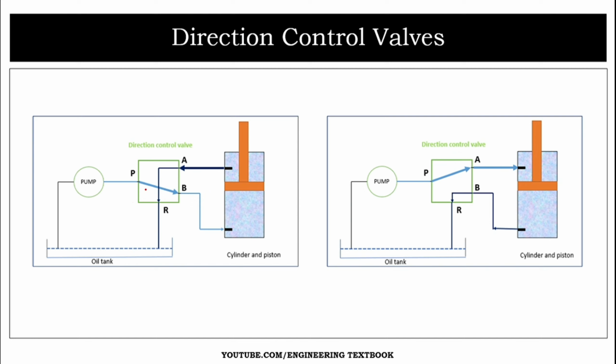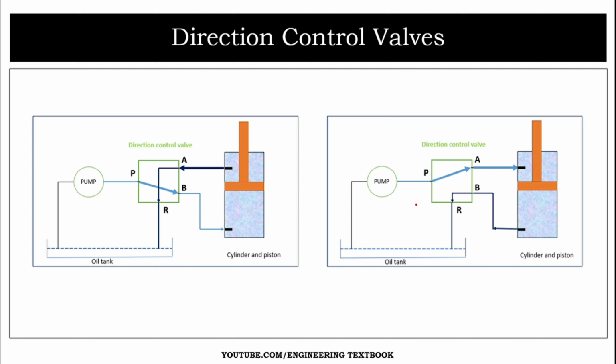The first case indicates that port P, that is pressure port, from which oil is flowing, is connected to port B towards the cylinder, and port A is connected to reservoir towards the oil tank. This was case 1. And the next case indicates that port P is now connected to port A and port B is connected to port R towards the oil tank. So these were the two cases of direction control valve.